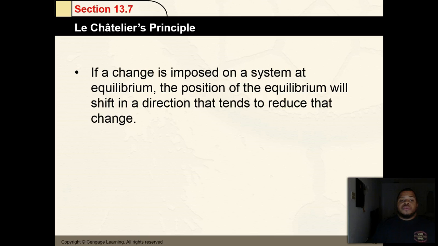Now, Le Chatelier's principle is this. If a change is imposed on a system at equilibrium, the position of the equilibrium will shift in a direction that tends to reduce that change. The same thing happens to us. When we're comfortable, maybe we're laying on the couch and somebody decides that they want to come and sit on the couch with us. We may not be able to stretch out the same way that we were, or have everything laid out the way that we want to.